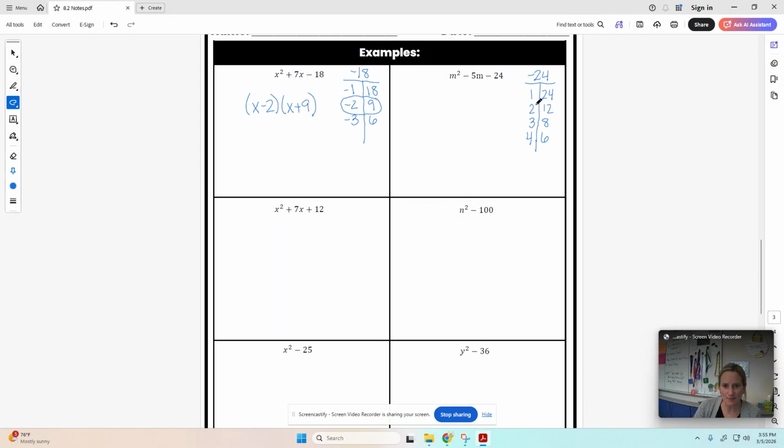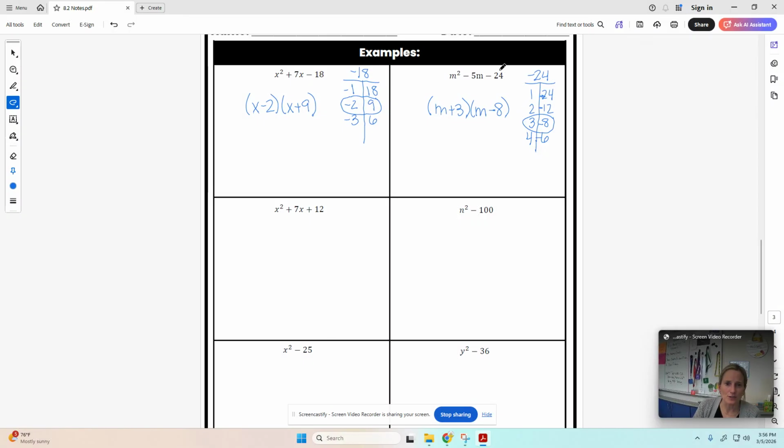This time when I add my factors together, I'm looking for a negative number, so I need the larger numbers to be, whoops, that was messy, that's a -24. I need the larger numbers to be negative. And so when I look at how these combine together, 3 plus -8 is what adds together to give me -5, so that's my pair. This is m plus 3 times m minus 8, or you could write it as m minus 8 times m plus 3.